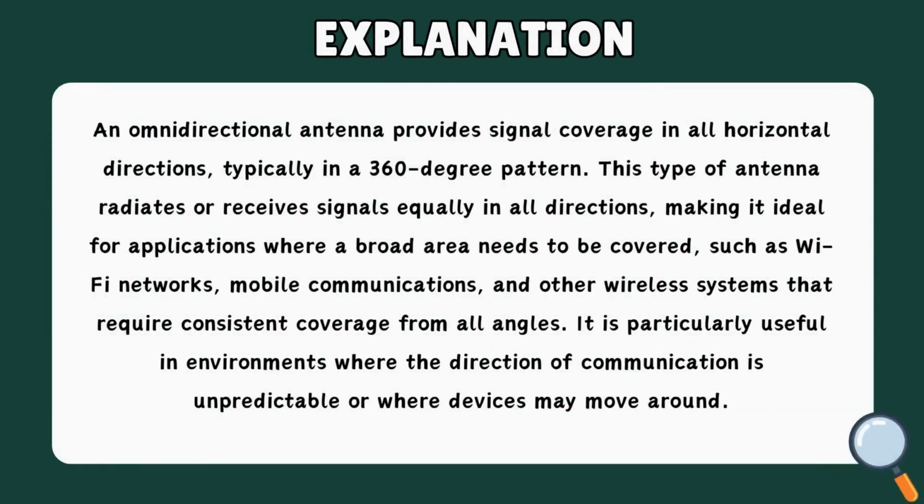An omnidirectional antenna provides signal coverage in all horizontal directions, typically in a 360-degree pattern. This type of antenna radiates or receives signals equally in all directions, making it ideal for applications where a broad area needs to be covered, such as Wi-Fi networks, mobile communications, and other wireless systems that require consistent coverage from all angles. It is particularly useful in environments where the direction of communication is unpredictable, or where devices may move around.